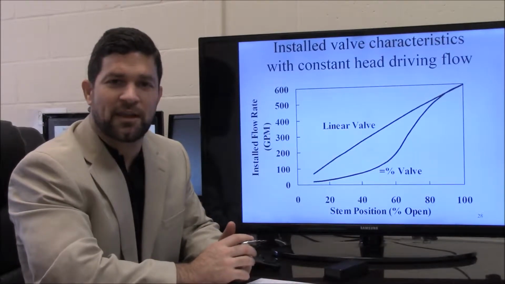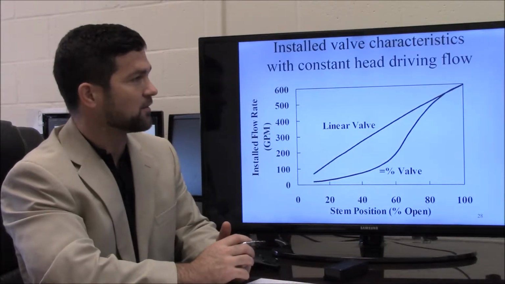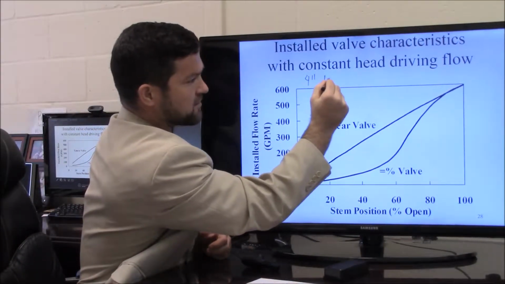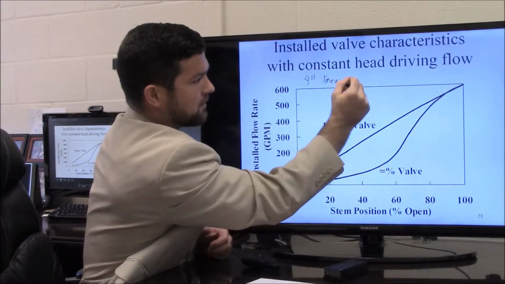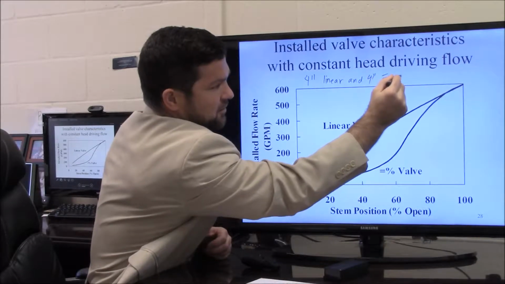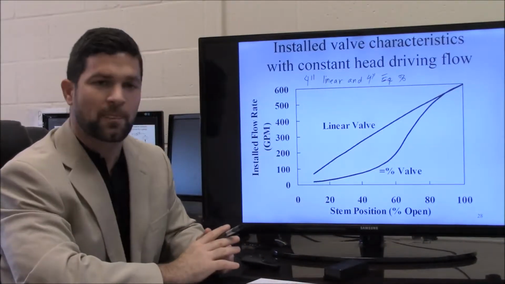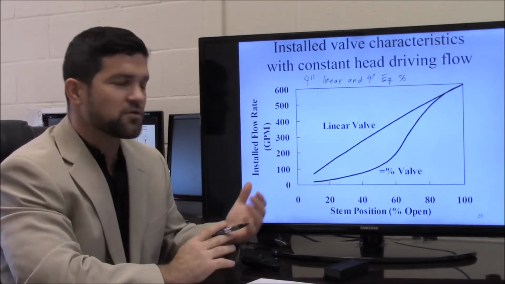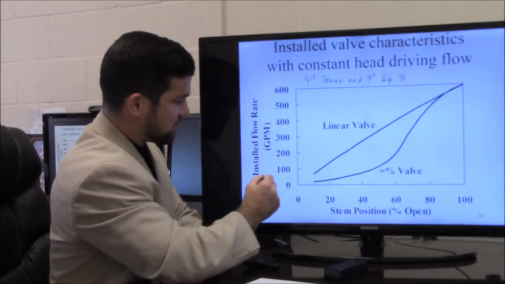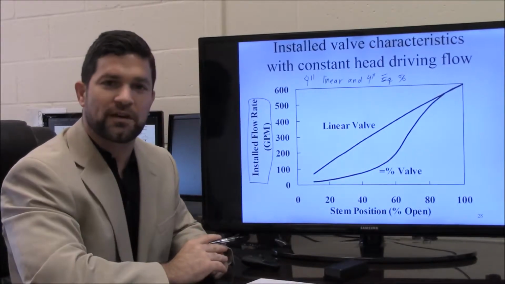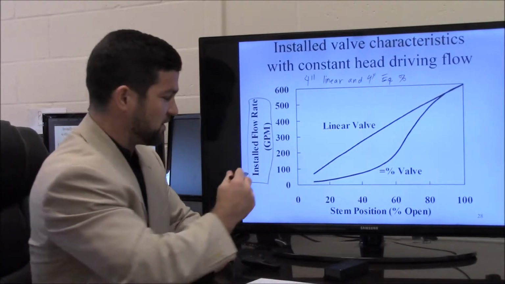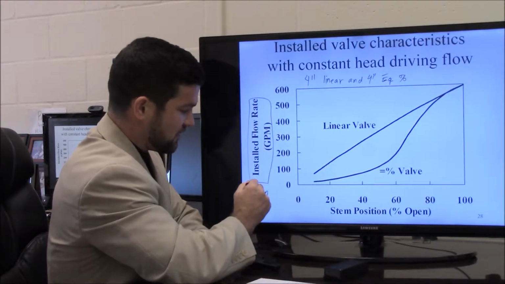On this slide, we're now looking at the installed characteristics of the valve, or installed valve characteristics. And this is going to be for 4-inch linear and 4-inch equal percentage valves. So again, the way that we constructed this plot was this installed flow rate shown here. These are specified flow rates over which we want the system to operate. So these, we can consider as essentially given.